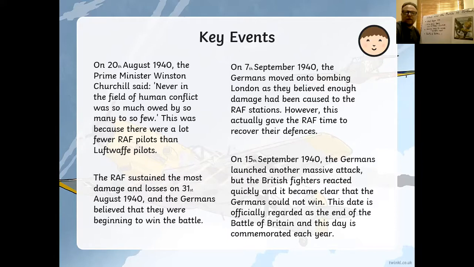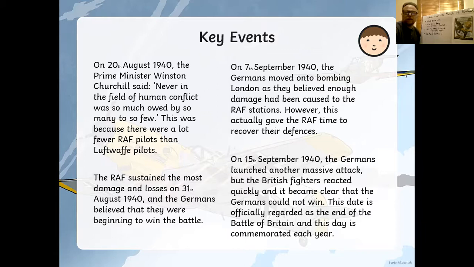This actually gave the RAF time to recover their defences, maybe make some more planes, maybe mend the radar, and get ready. So only a week later, on the 15th of September 1940, the Germans launched a massive attack. They sent lots of bombers and lots of fighters to Britain to cause massive damage. But the British fighters, the RAF, took off in their fighter planes, flew into the sky and reacted very quickly and shot down lots of German planes.